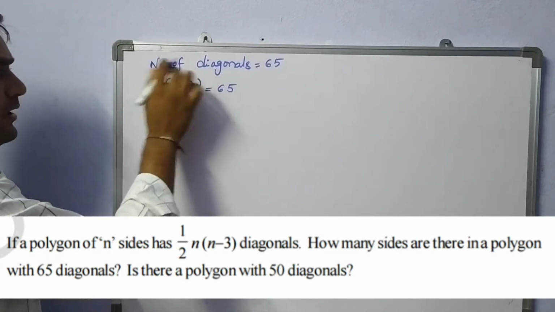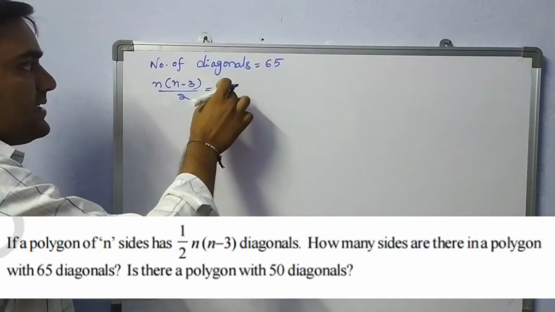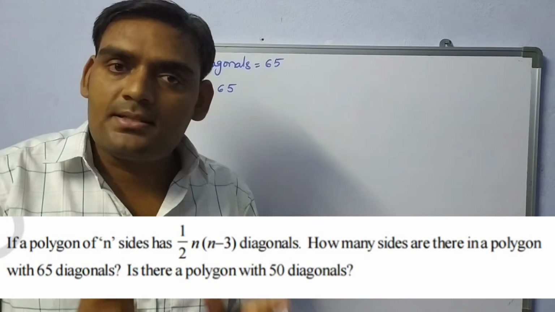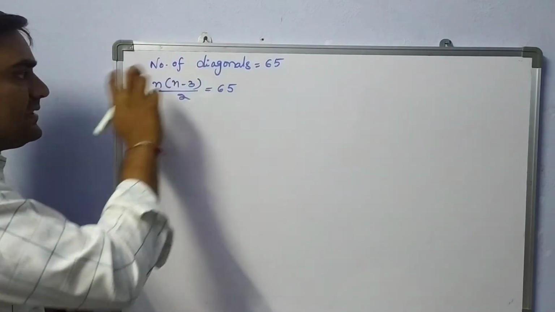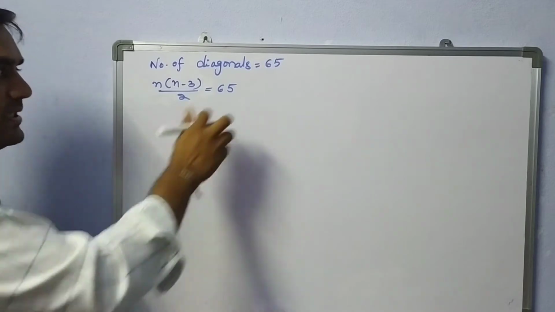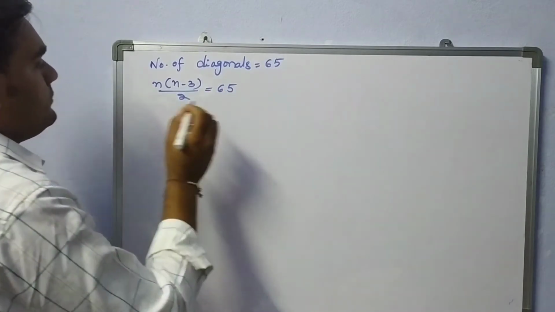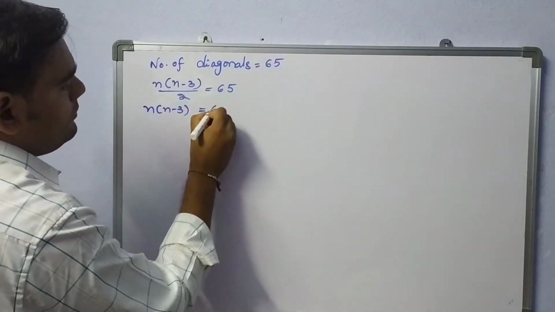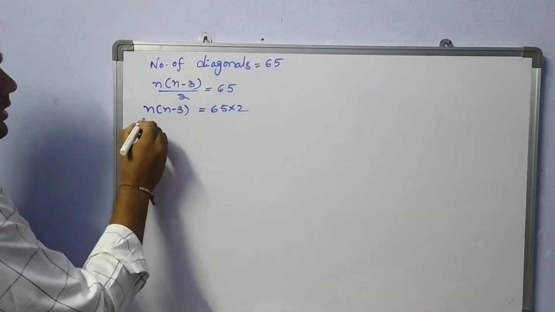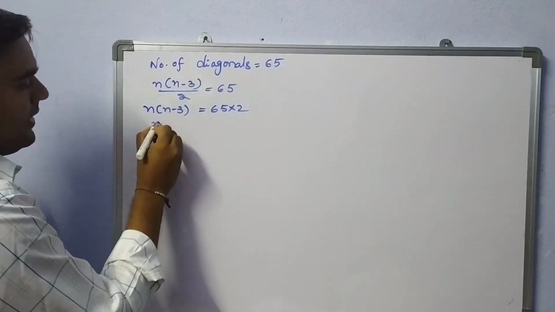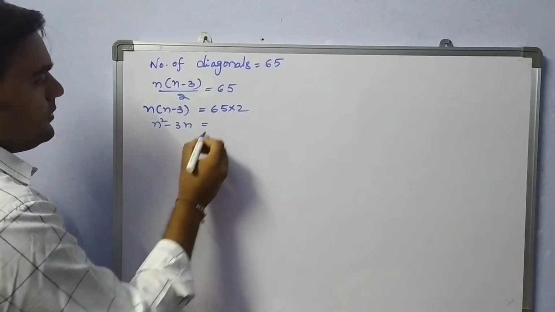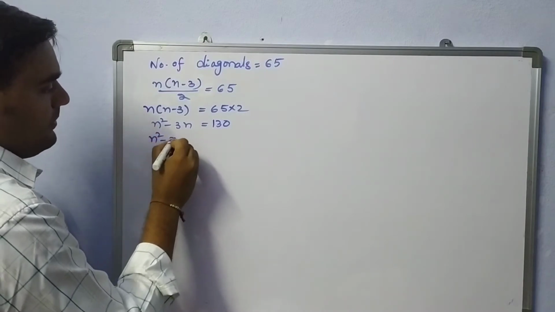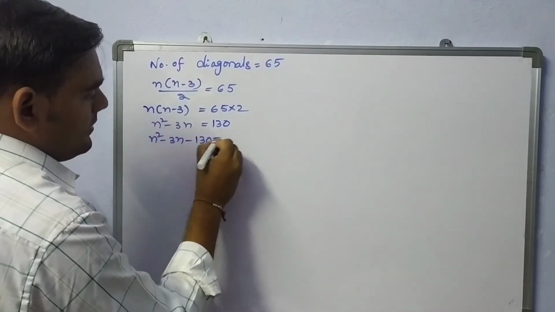This is the formula to find the number of diagonals, where n indicates the number of sides of a polygon. So n(n − 3)/2 is equal to 65 according to the problem. Now we can write this as n(n − 3) is equal to 65 into 2. So n squared minus 3n is equal to 130. Now this can be written as n squared minus 3n minus 130 is equal to 0.